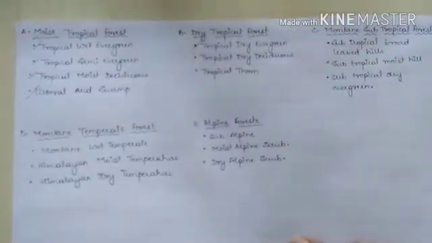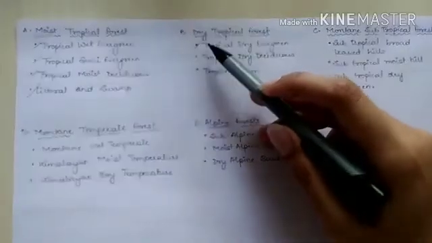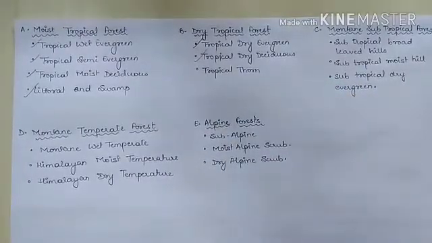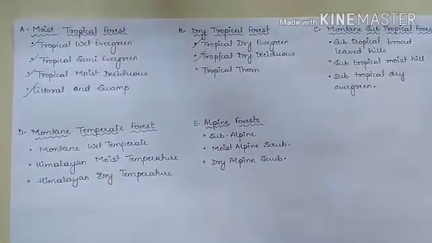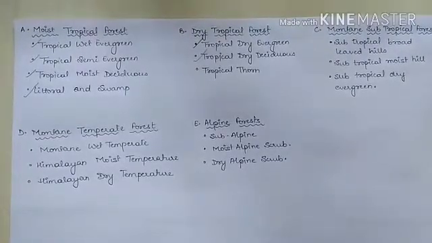Then next we have tropical dry deciduous forest. These are similar to moist deciduous forest and they shed their leaves in the dry season. The important difference between moist deciduous and tropical dry deciduous is that the species in tropical dry deciduous can grow in areas of comparatively less rainfall, that is from 100 to 150 centimeters per annum.